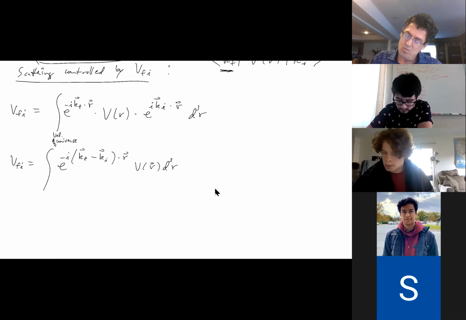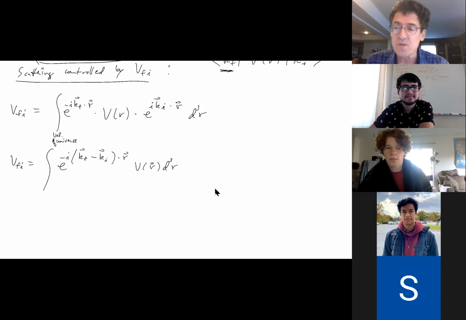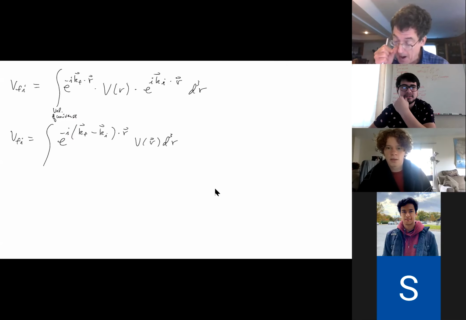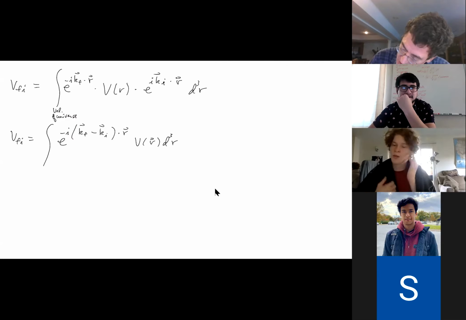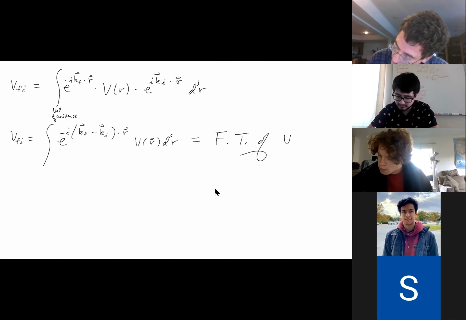What is this thing that I have written? Can someone tell me? It's a mathematical object that you've all seen 100 times before, and even more. Every single one of you has seen this. What is it called? Is that like the Fourier transform? Yeah, two thumbs up. This is the Fourier transform of V of R. That's right.